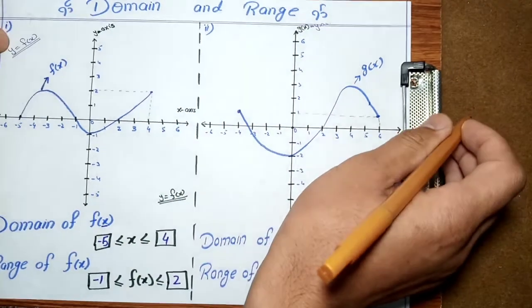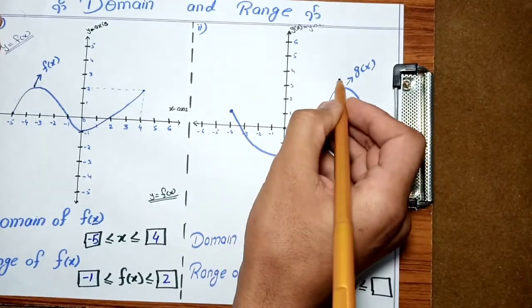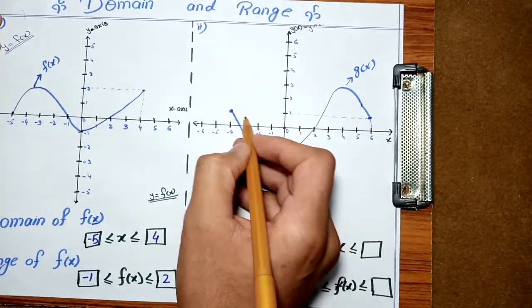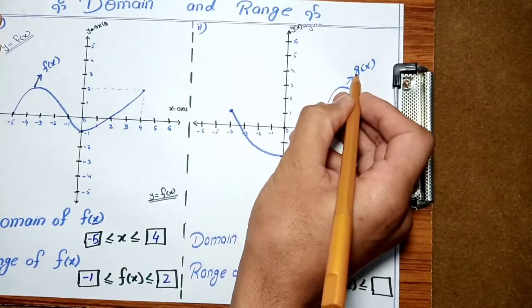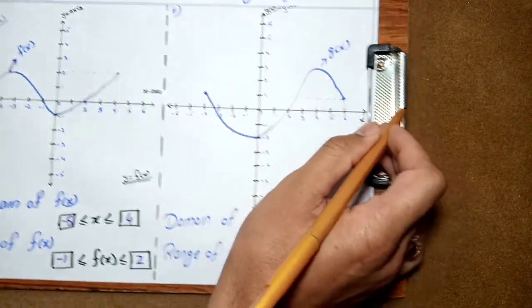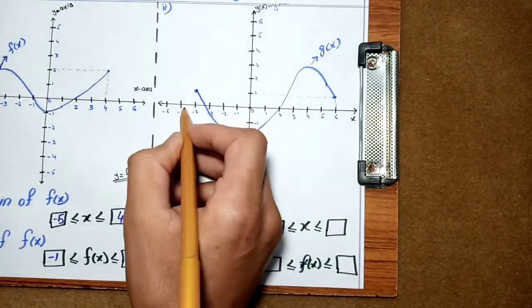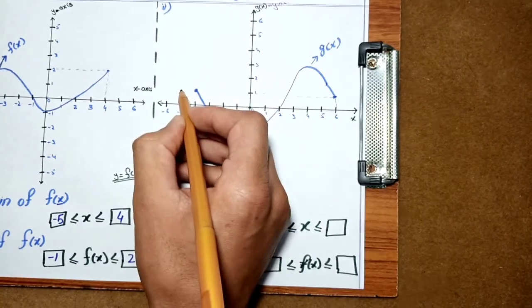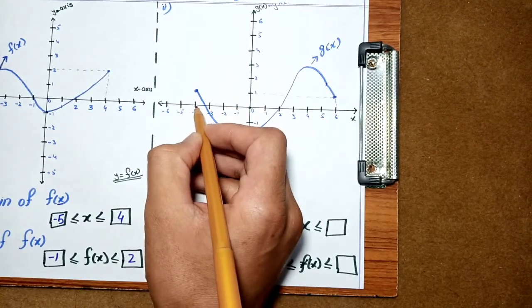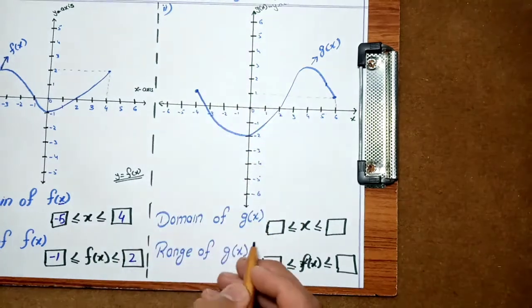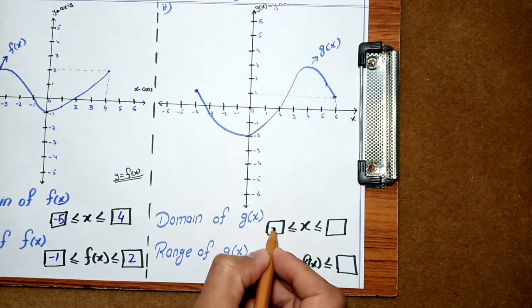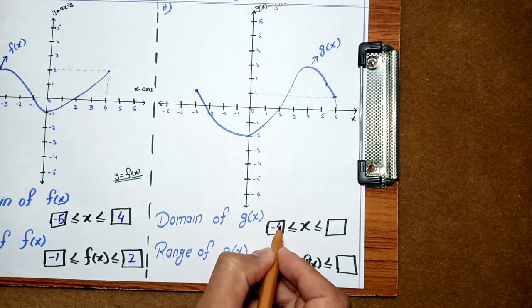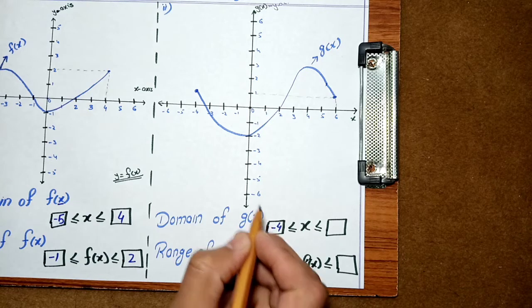Here in this example a function g of x is given. We are interested in finding the domain of the function g of x. Here you can see at minus 5, g of x is not defined. At minus 4, g of x is defined. So the domain starts from -4.